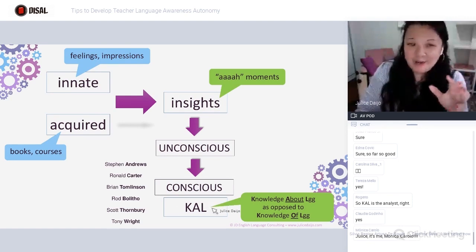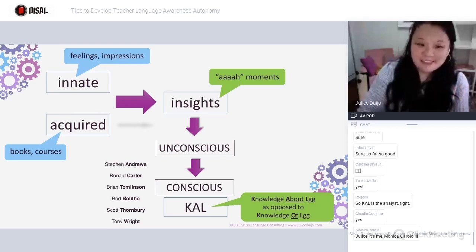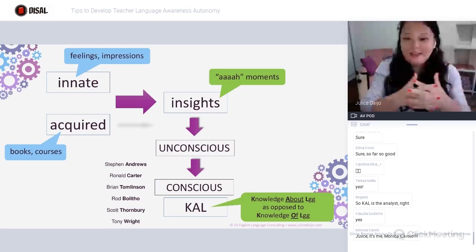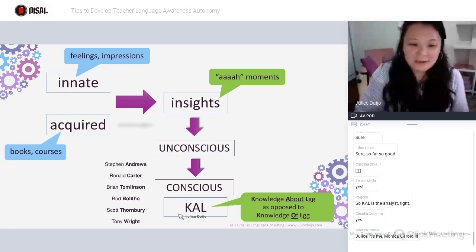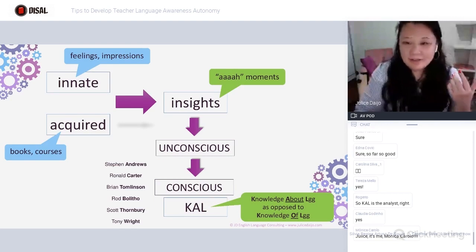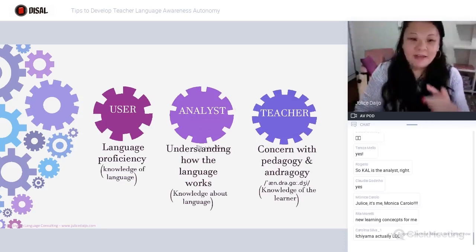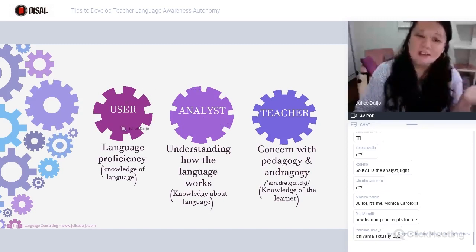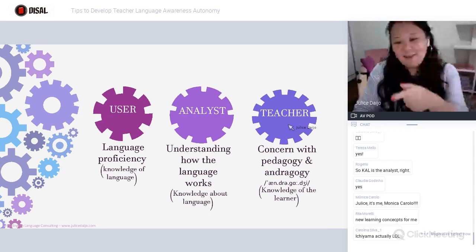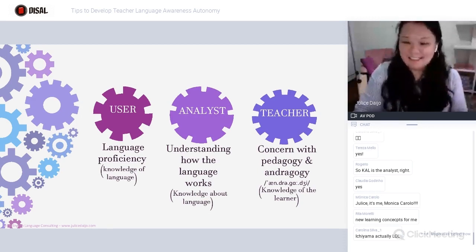Carl is the analyst. And through the analyst, you become a better user. You see how they go together. Roger is asking if Carl, remember in the first slides, here. Carl is the analyst, knowledge about the language. And through the analyst, you become a better user. And with these two in hands, you become a better teacher.